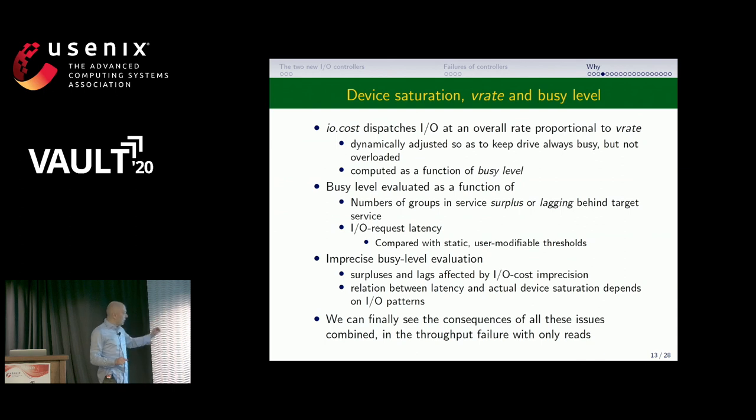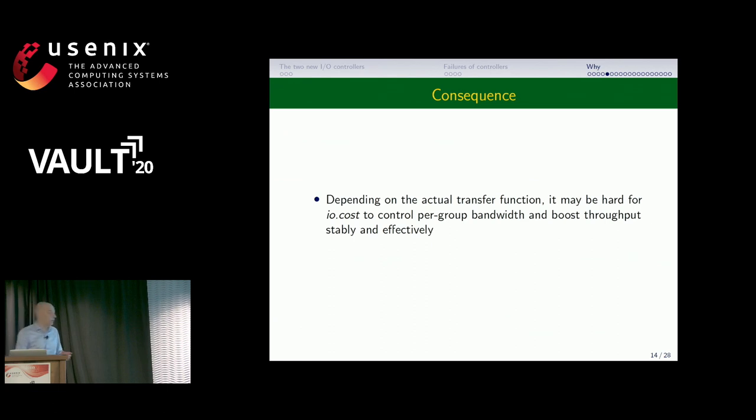So this evaluation of the busy level is imprecise because these surpluses and lags are affected by the imprecision in the evaluation of the IO cost. And also because the relation between the latency experienced by IO requests and the actual device saturation depends on the IO patterns. But nothing of this is taken into account in the algorithm of io.cost. So I can finally show you the consequences of all of this. The consequence is that, depending on the actual transfer function, it may be hard for io.cost to control bandwidth and boost throughput stably and effectively.